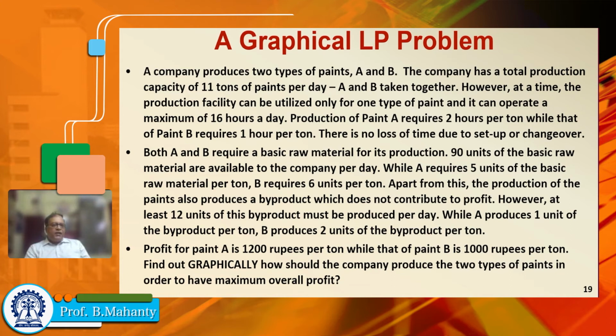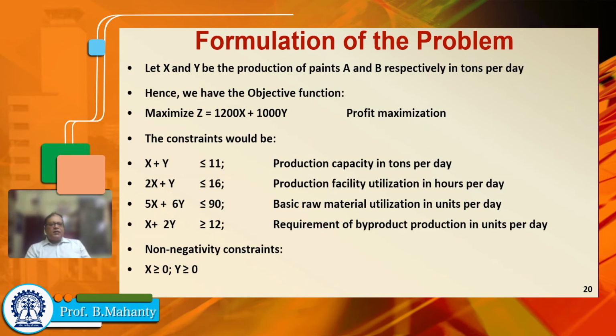So the profit for paint A is 1200 rupees per ton, while that of paint B is 1000 rupees per ton. So basically the objective function is maximize Z equal to 1200 x1 plus 1000 x2. So we have to graphically solve the problem. As we have already discussed, these are the constraints.